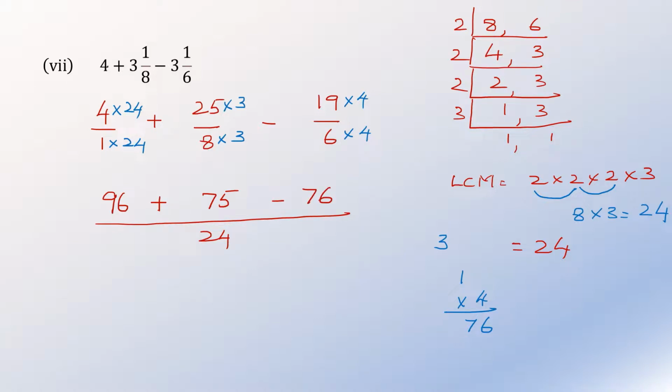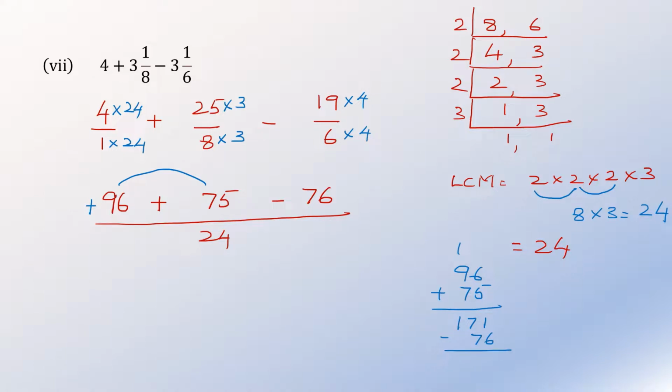76. Okay. Now first thing we're going to do is add up the numbers with the same sign. So this has a plus sign, so add up these two. So we get 96 plus 75. 6 plus 5 is 11, carry 1. 9 plus 1 is 10 plus 7, 17. Minus 76.